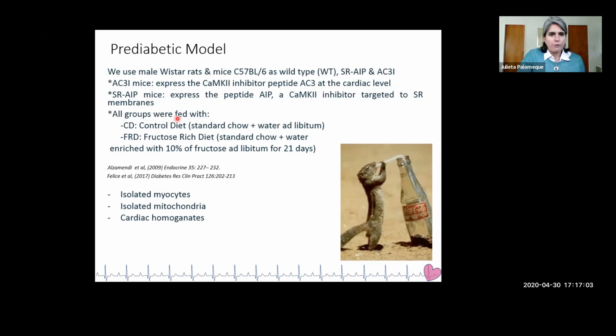All the groups were fed with a control diet or with a fructose-rich diet. The fructose-rich diet is water enriched with 10% fructose ad libitum for 21 days, I mean 3 weeks. This model is not made by us. It was also used by other laboratories, and it's already proved that it produces prediabetes. So after the 3 weeks, we isolate myocytes and mitochondria, make cardiac homogenates, and perform the experiments.